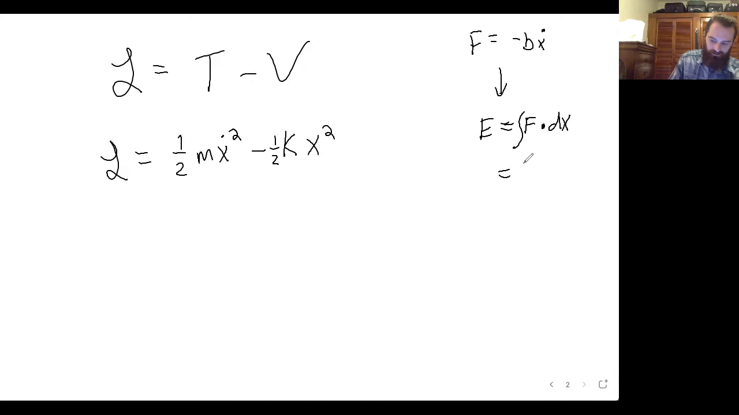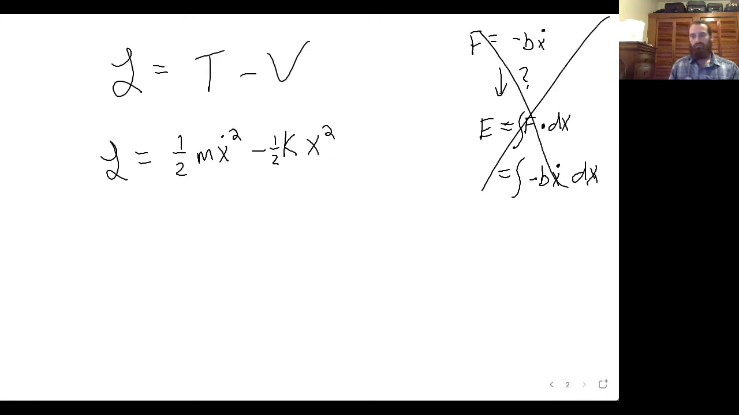But unfortunately, we can't really do this integral. So we can't insert our damping force into our Lagrangian by turning it into an energy. So what can we do?